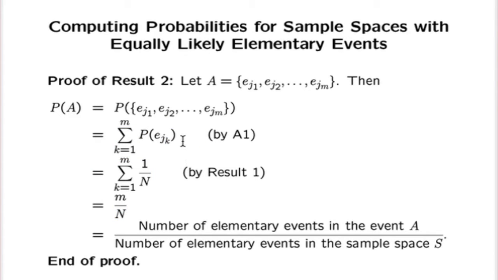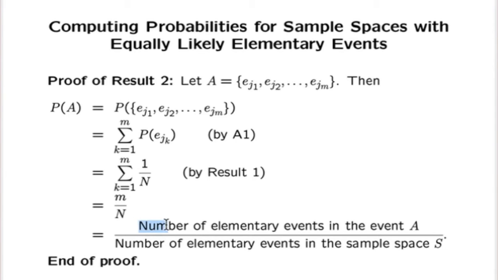Now, remember that because the elementary events are equally likely, each of these probabilities is equal to 1 over N. And so, where do we get that? Well, that was the result. That's what we just proved in result 1. Now, what are we doing here? We're adding up a constant. How many times? M times, right there. What's the constant? 1 over cap N. And so that is equal to m times 1 over cap N, or m over cap N.